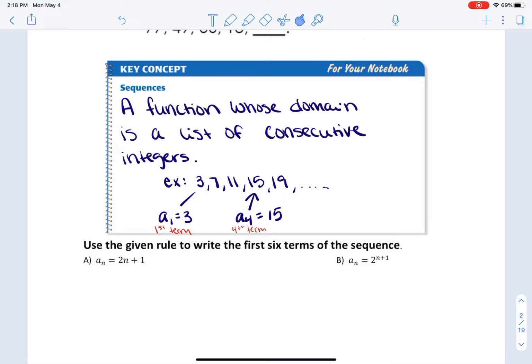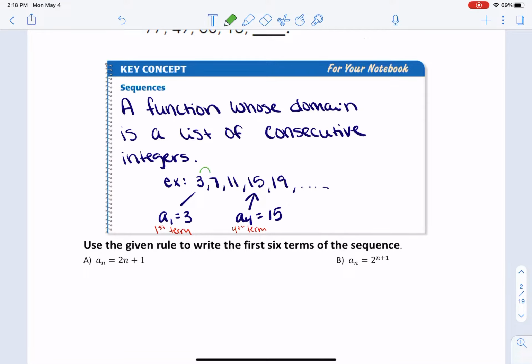That definition is a function whose domain is a list of consecutive integers. So here's an example. We've got 3, 7, 11, 15, 19. To show you how we denote things, a1 equals 3, that means our first term is 3. Here, for example, if that's a4, that means that's our fourth term, which is 15. Another term we're going to learn about in a little bit.